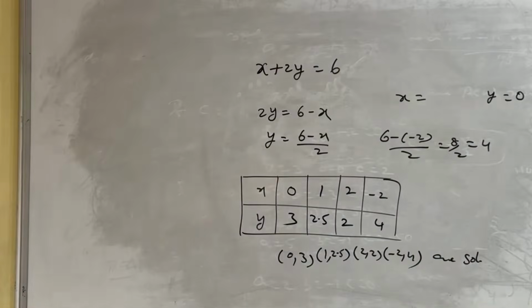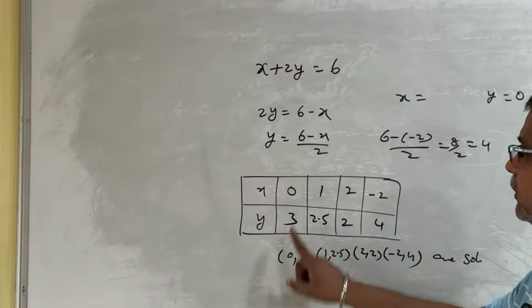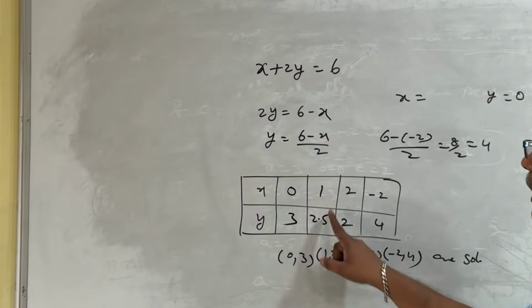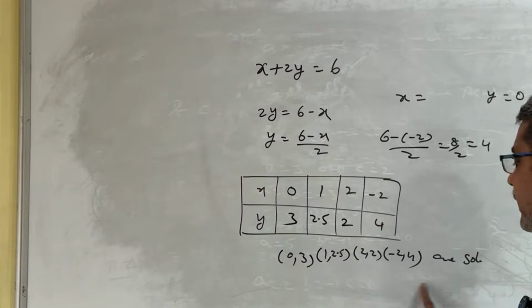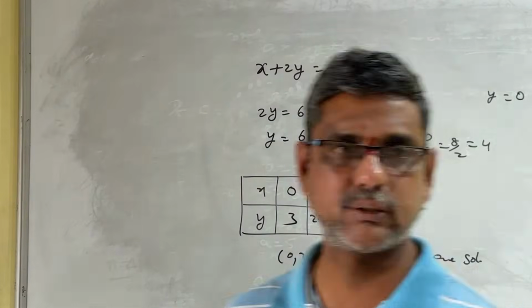Okay. Just give different values for x. They may be negatives, they may be positives, whatever it may be. For every x value, you will get one y. So x comma y is a solution: 0 comma 3, 1 comma 2.5, 2 comma 2, negative 2 comma 4. We can call them solutions. Okay na?